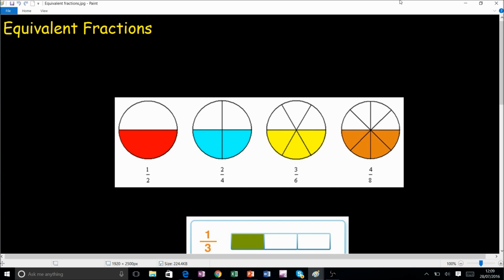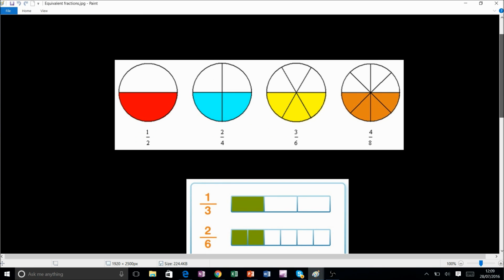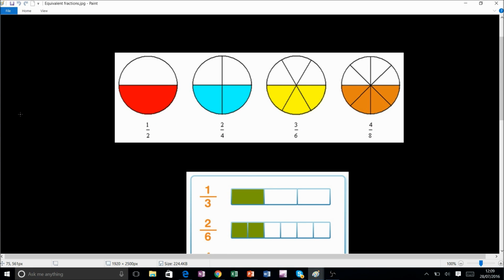Today we're going to be looking at equivalent fractions. What are equivalent fractions? Well, it's not that mysterious really, to be honest. Equivalent fractions are, for me, fractions that look different, but have the same value.